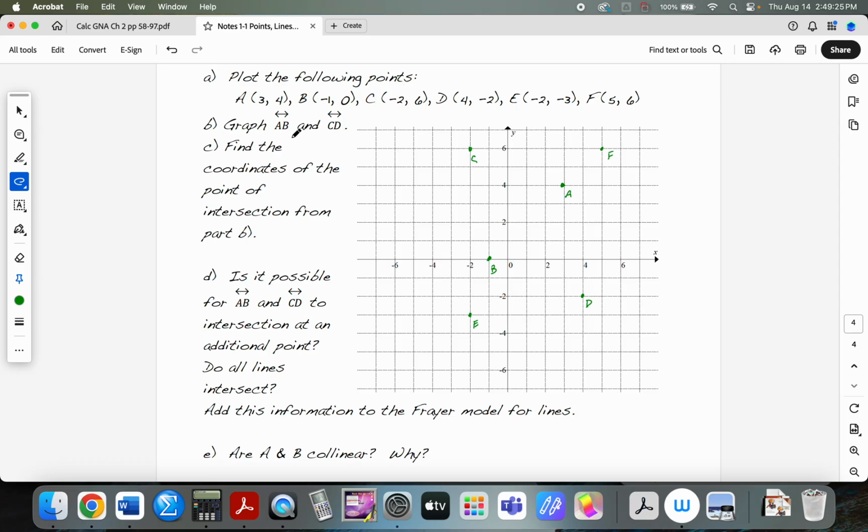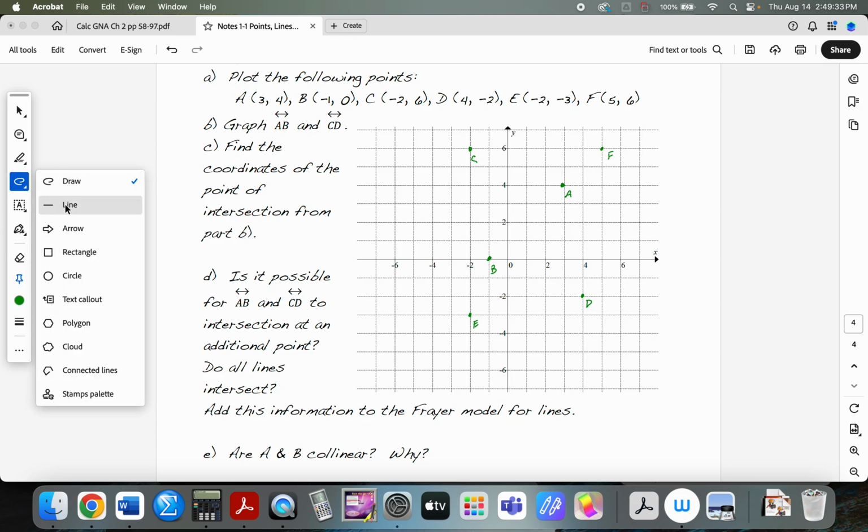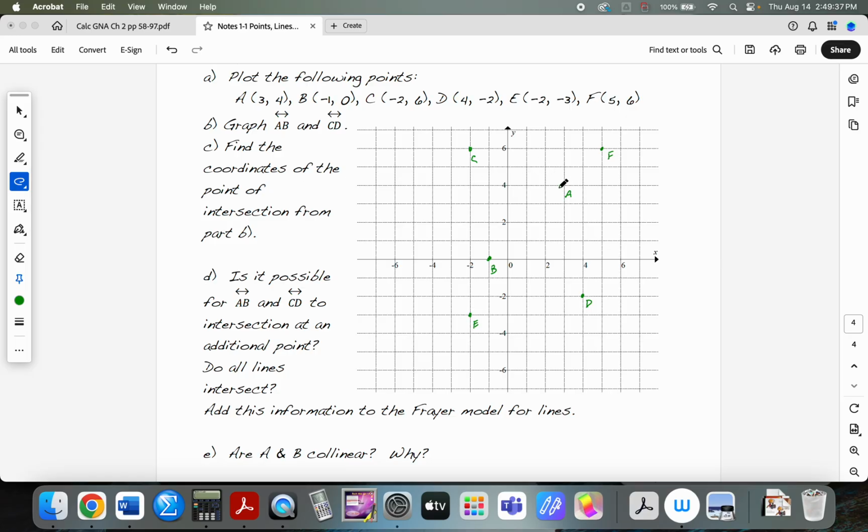All right, let's graph line AB and line CD. Because this is really hard to do, I'll draw it by hand, but it's going to be a little squiggly. There's line AB and line CD.